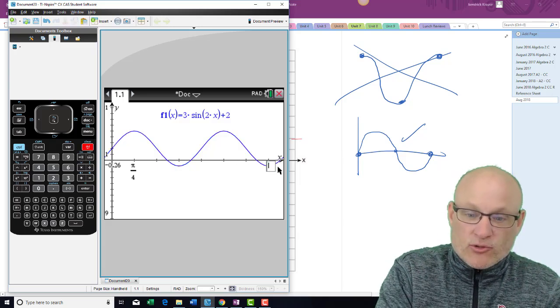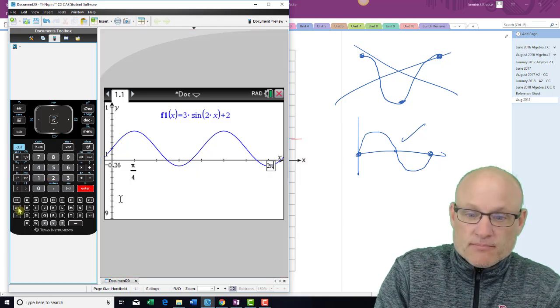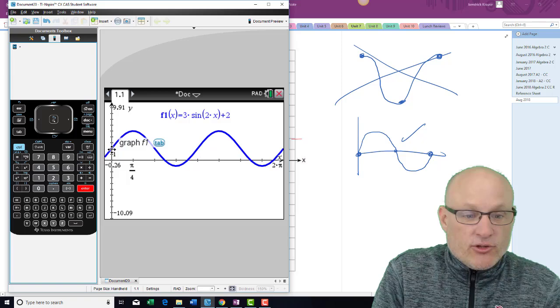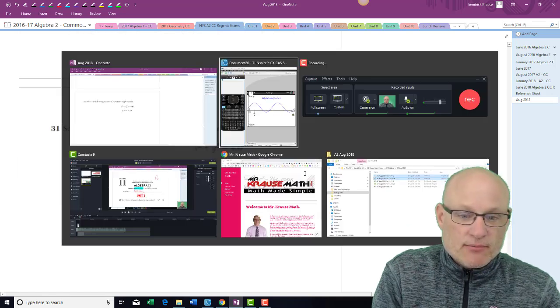We need to go back and change this to 2 pi. That would be a mistake. 2 pi. Okay, so started at 2, ended at 2. Right? One full curve looks exactly like our drawing. Very good. Perfect. All right.